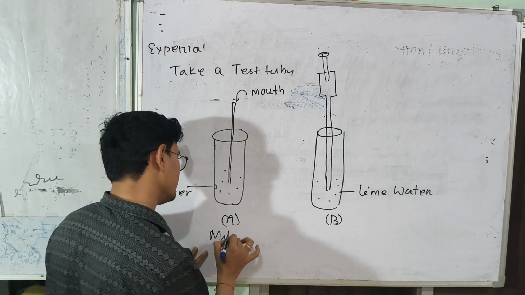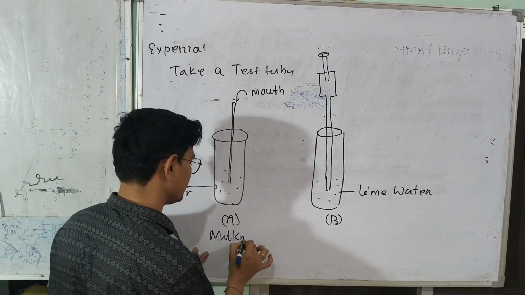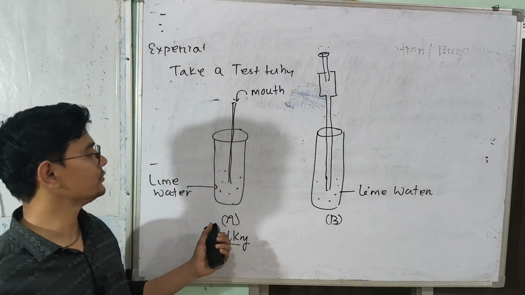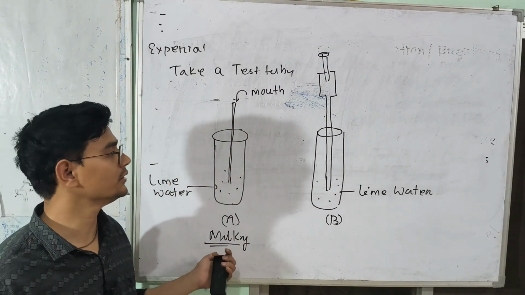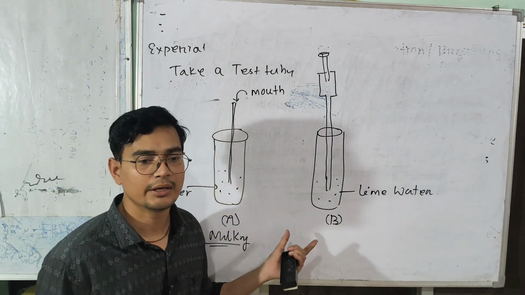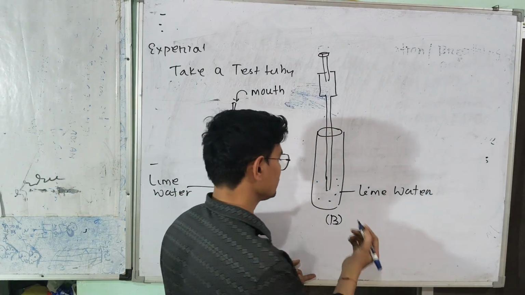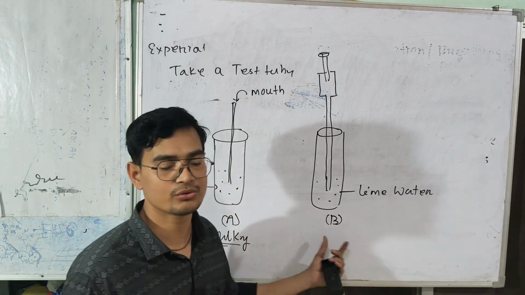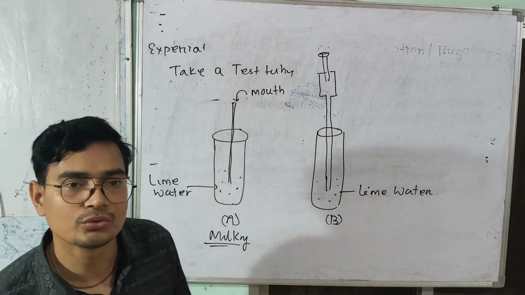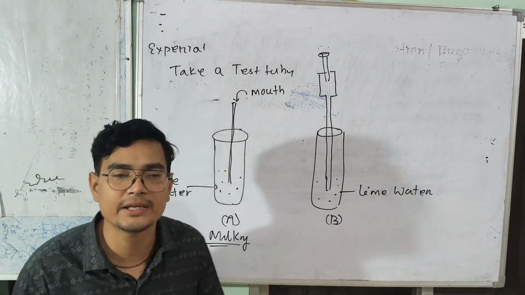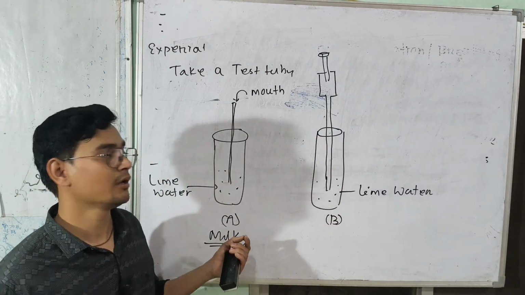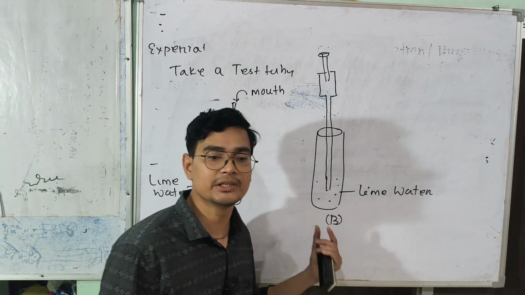The lime water turns a milky color when we give air to the test tube. In the other tube, the lime water shows no color change, no reaction. So in our mouth we exhale carbon dioxide, and carbon dioxide reacts with lime water to turn it milky.